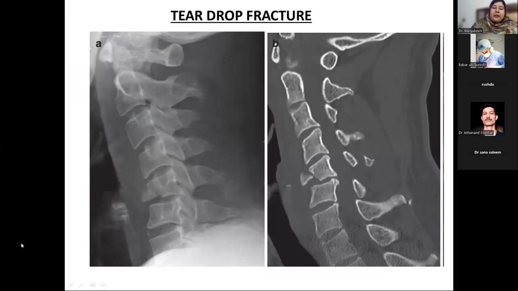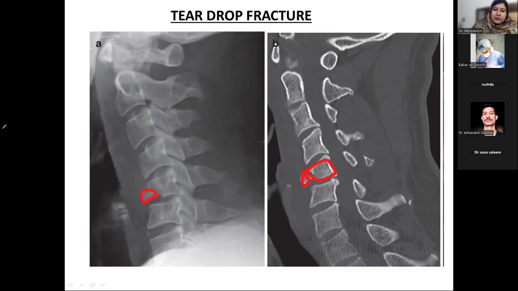Another type of fracture of the cervical spine is called a teardrop fracture. Teardrop means a drop of tear. For example, this is the normal vertebral body, but a small part of it is taken off. This is a small chip of bone which is torn out of the main vertebral body. So this is a teardrop.